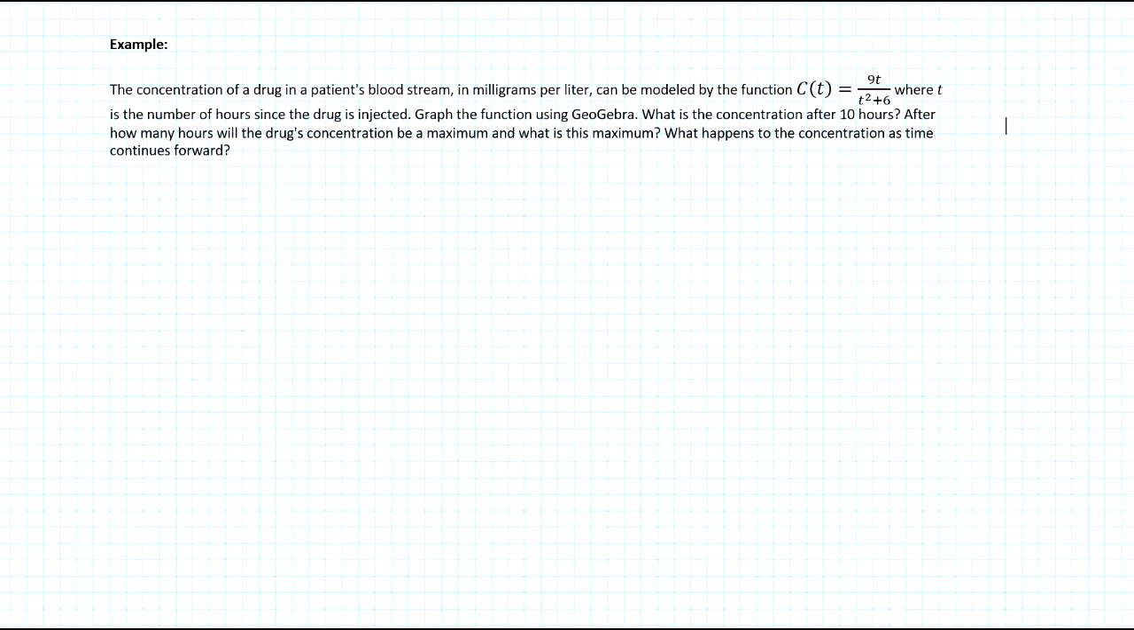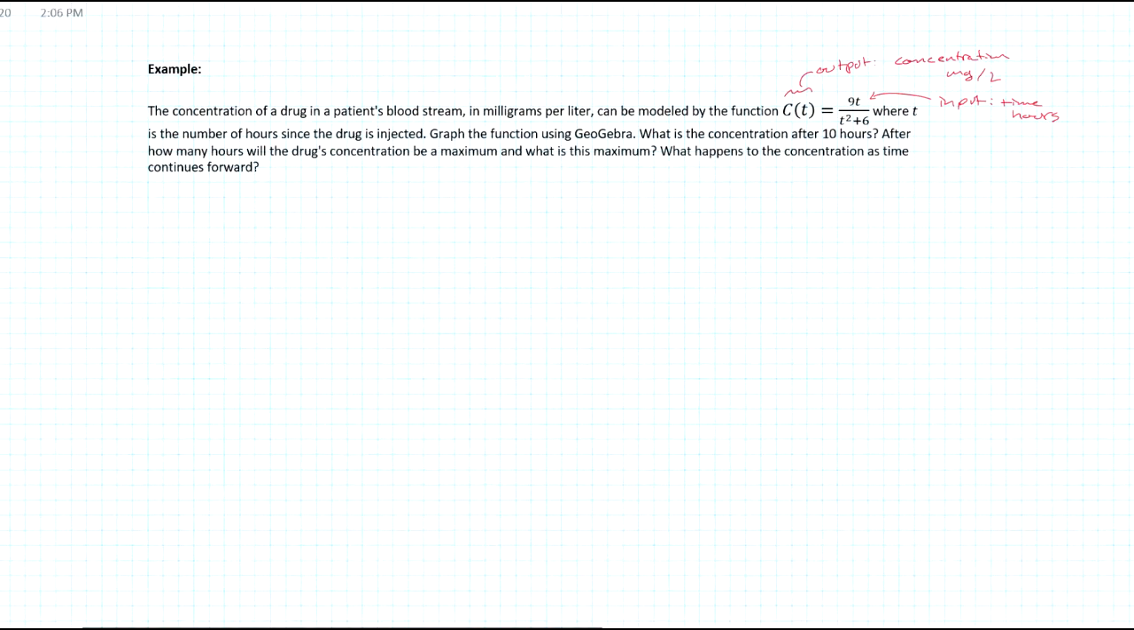Real quick before I go any further here, I'm just going to make a couple of notes. The output of this function is concentration, and that's in milligrams per liter. So just keeping track of our units. The input is time, and that's in hours. Keep track of that. Also, this is our example of a rational function.